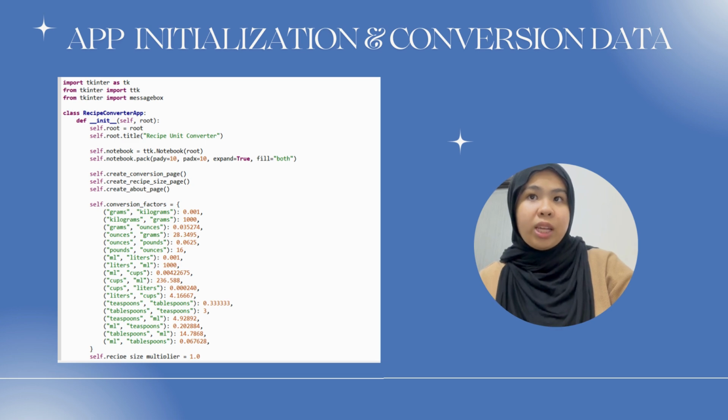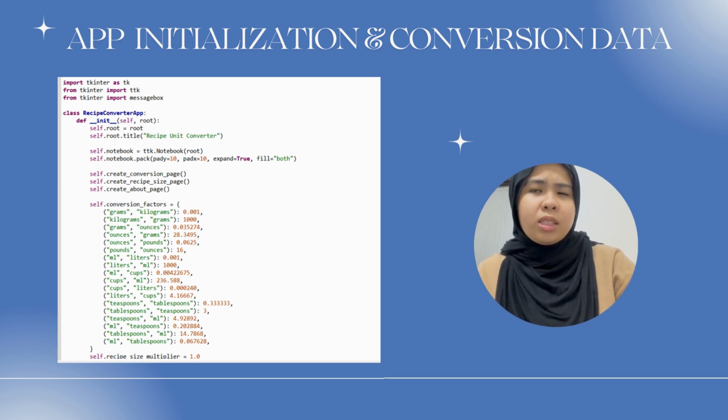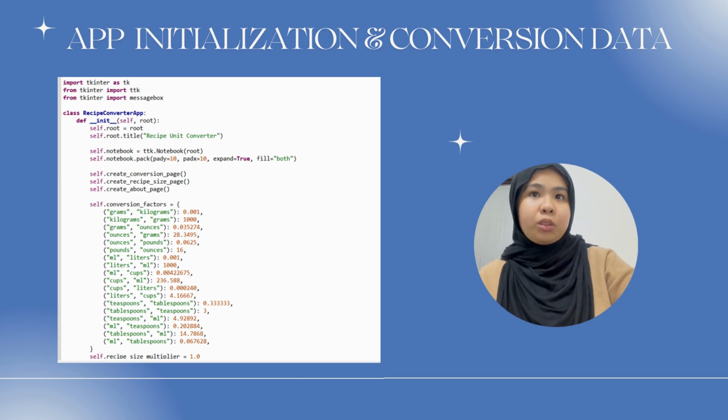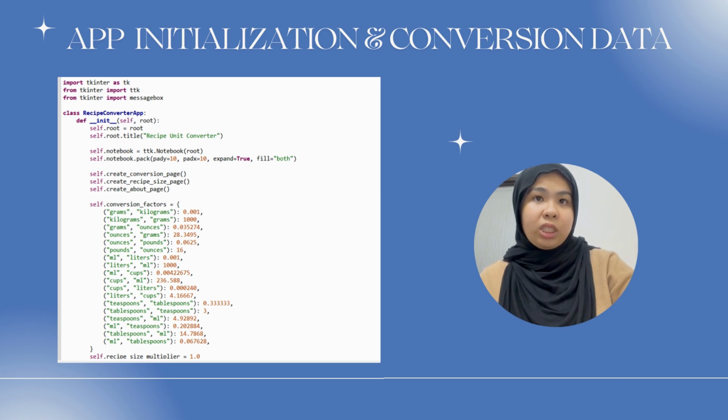And the last one is the initial recipe size multiplier. The line self.recipe_size_multiplier = 1.0 initializes an attribute called self.recipe_size_multiplier to 1.0. This variable will likely be used in the recipe size functionality to store the factor by which the recipe ingredients should be scaled.